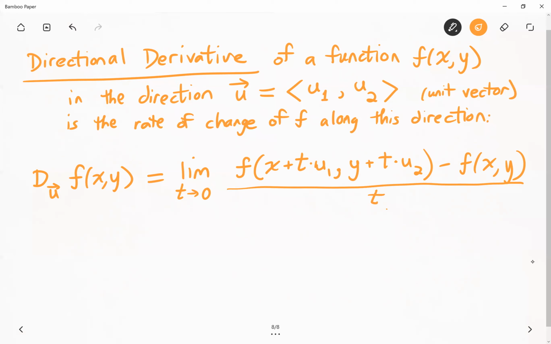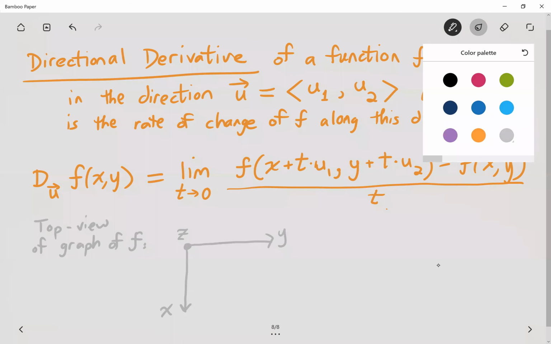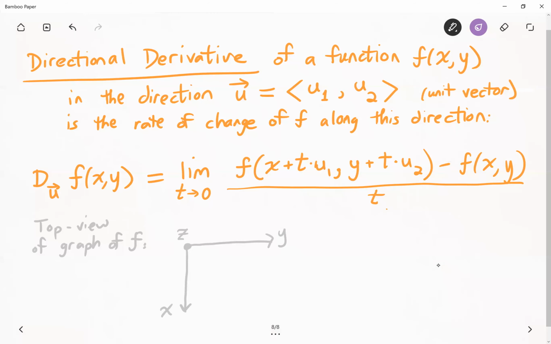Now, let's take this definition apart and try to figure out what this means. And to help us with that, I'm going to go ahead and draw another top view picture. This is a top view of the graph of the function f. And so imagine you're looking down along the z-axis. The z-axis is coming right out at you. And here's the x and y axes. And once again, we're looking down upon a hill.